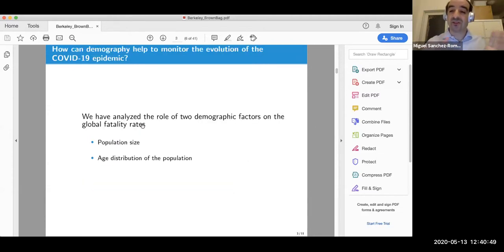Now, the first part of the paper is about the role of demographic factors on the global fatality rates that we are observing. What we have detected is that there are two major demographic factors. There are many more, but the ones that we have focused on here are the population size and the age distribution of the population.